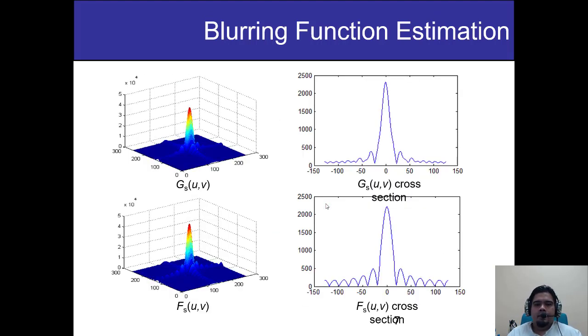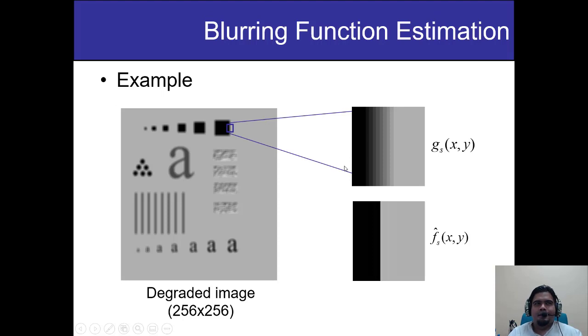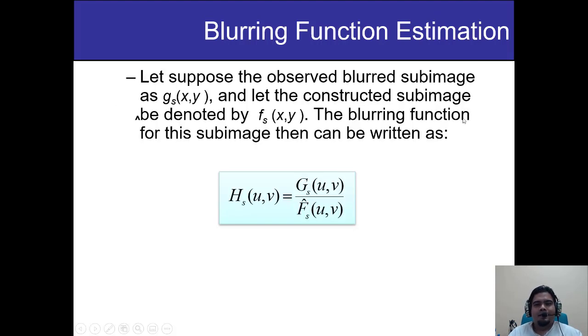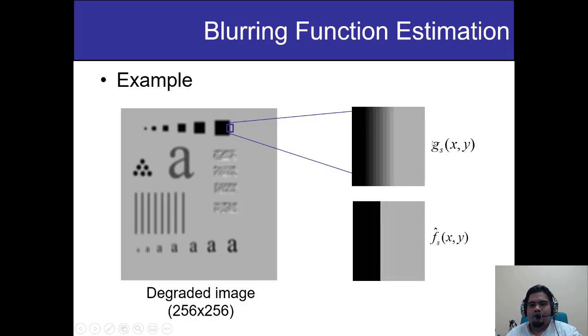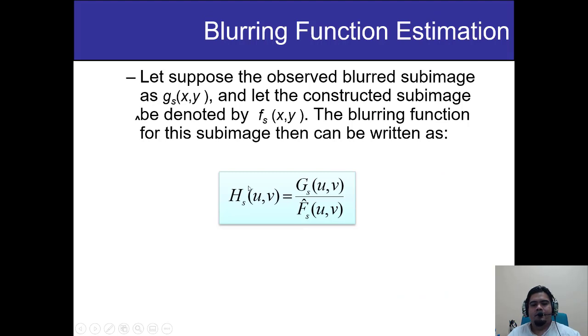But of course, like the previous chapter, you cannot directly divide this one to get this one. It's like the previous condition, where you cannot simply subtract the noise from your G to get your F. Same goes for this one. You cannot simply divide, even though you already have both this one and this one. If you convert this one into the frequency domain, and this one into the frequency domain, then you can use this formula to estimate your H.